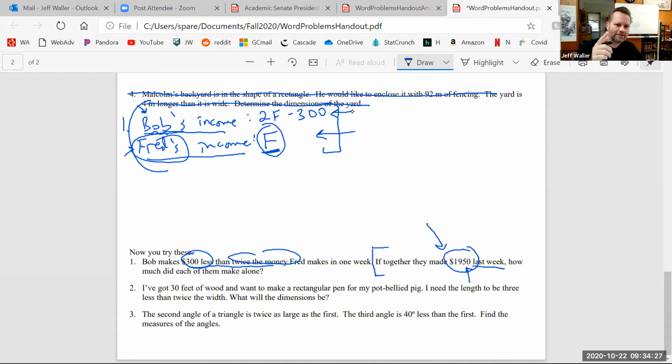Now, all right, I really want you to get this next point. This models their incomes no matter what week it is. So the one I'm going to do is they make 1950 together. Another week they can make 3,000. Another week they can make 700. You guys understand what's happening?